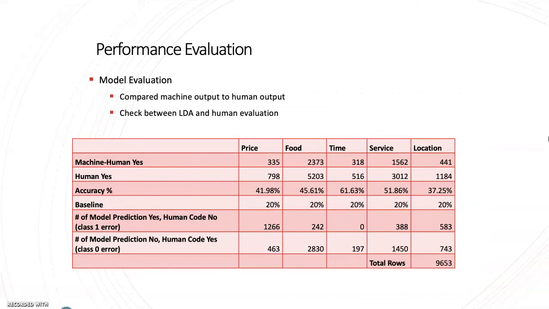To evaluate the performance of both our LDA model and sentiment analysis, we took the machine output and compared it to human code. Our baseline accuracy for topics was 20% per topic, and we did reach that baseline. You can see that the majority of the sentences were about food and service, and that can indicate that overall customers care most about food and service and are more inclined to talk about that in their reviews.